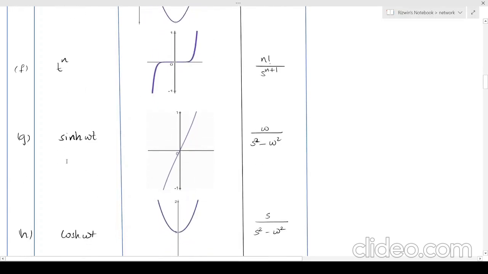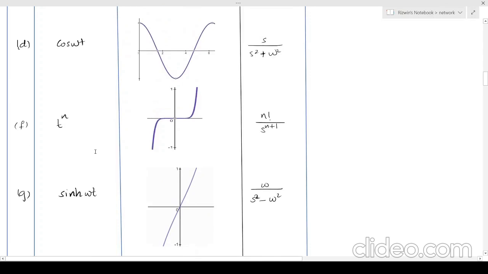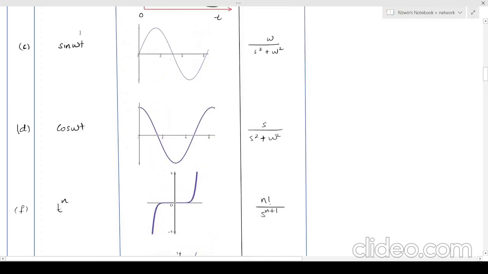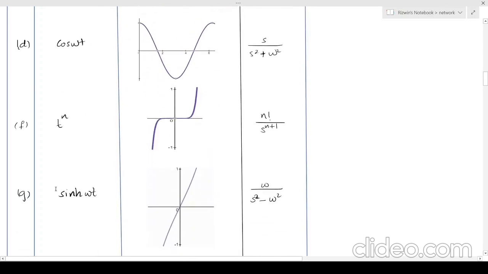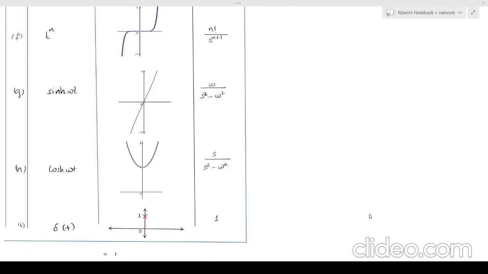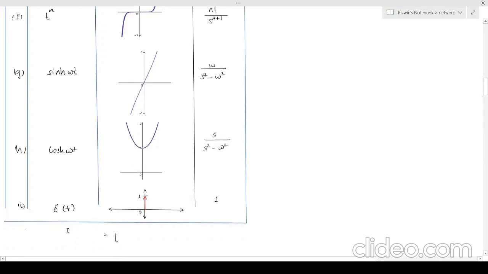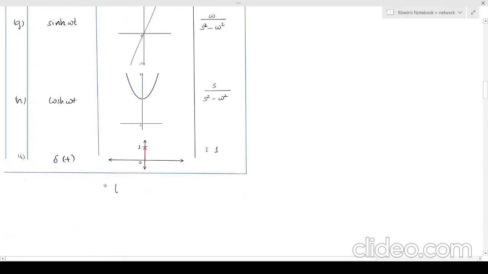Then the function sinh omega t will be transformed into omega by s square minus omega square. Really, it was not a hyperbolic function before, but in this case it is a hyperbolic function, which you should note down. The other function is cosh omega t. It is transformed to s by s square minus omega square, and delta of t is transformed to 1.